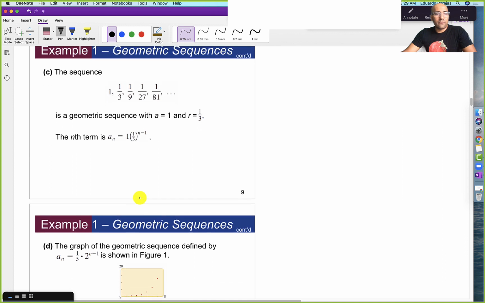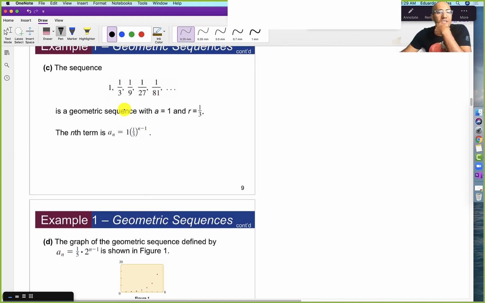Okay, here's another example. Here's a sequence: 1, 1/3, 1/9, 1/27, 1/81. Again, if you take one term and divide it by the other, let's take 1/9 and divide it by 1/3. That's what we've been doing so far: we take a number and divide it by the one that came right before it. I know they're ugly fractions, but still, let's work with those.